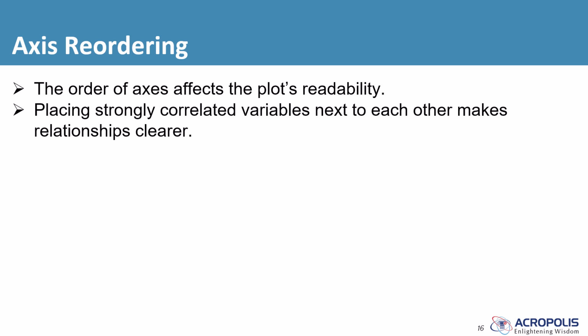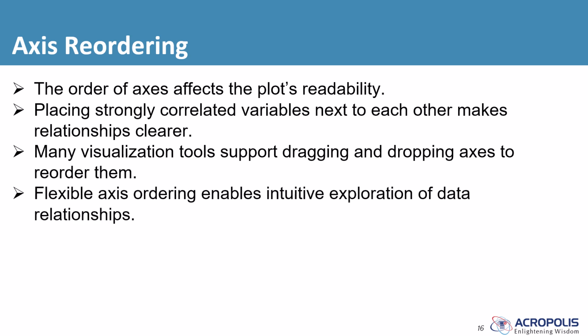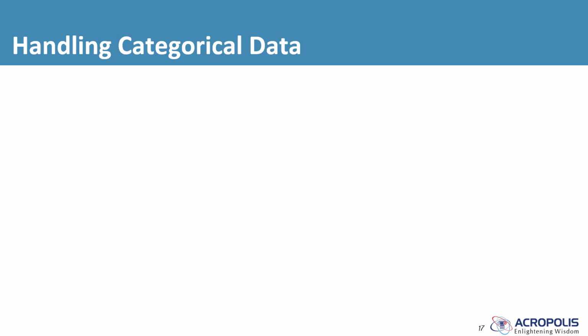The order of axes affects the plot's readability. Placing strongly correlated variables next to each other makes relationships clearer. Many visualization tools support dragging and dropping axes to reorder them. Flexible axis ordering enables intuitive exploration of data relationships. Handling categorical data.